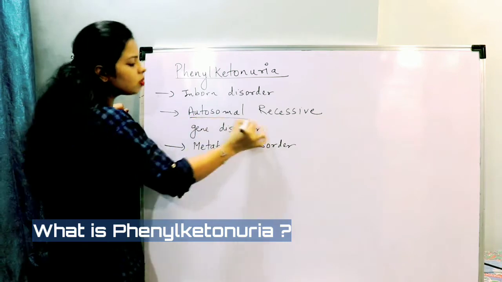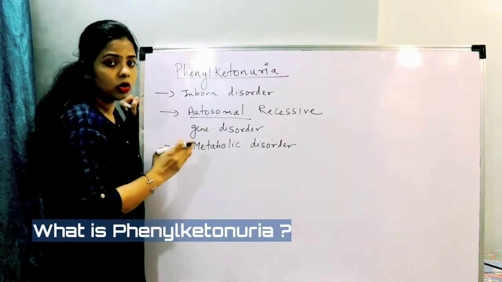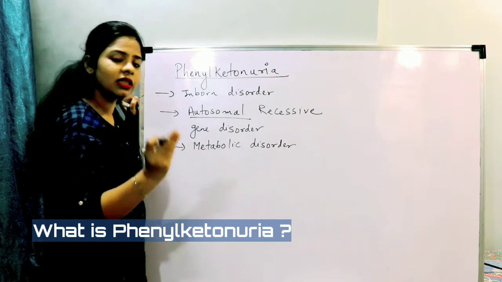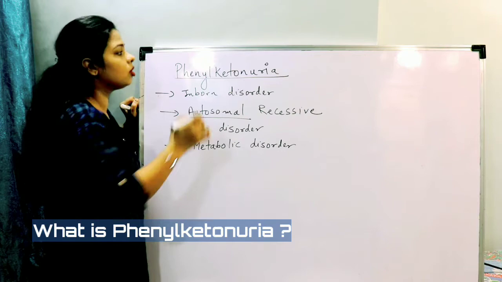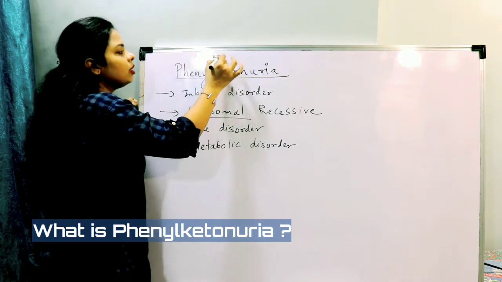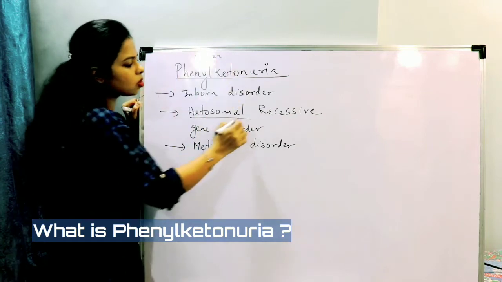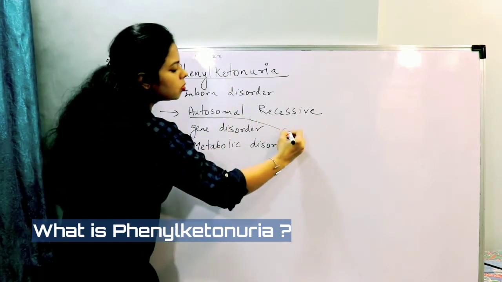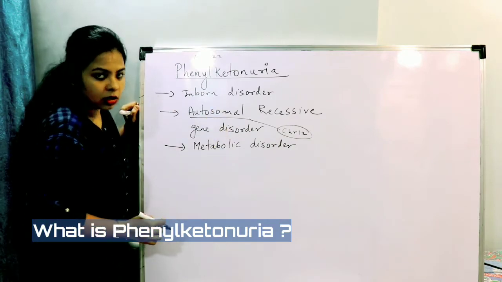See, autosomal means what? The chromosomes from pair number 1 to 22 are autosomes and the 23rd pair is the sex chromosome. Now when the disorder is related to chromosome number 1 to 22, then it is known as an autosomal disorder. Now this disorder is caused due to a gene present on chromosome number 12. Therefore it is known as an autosomal disorder.